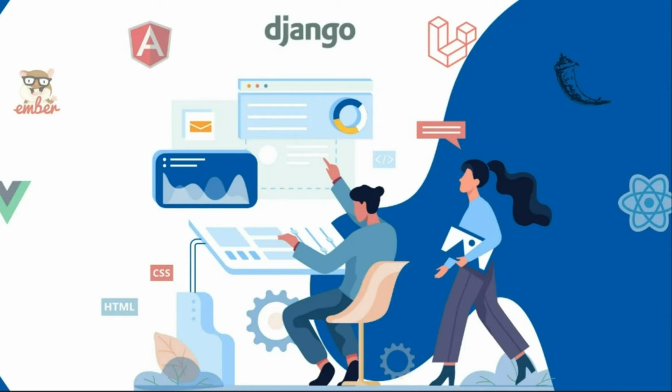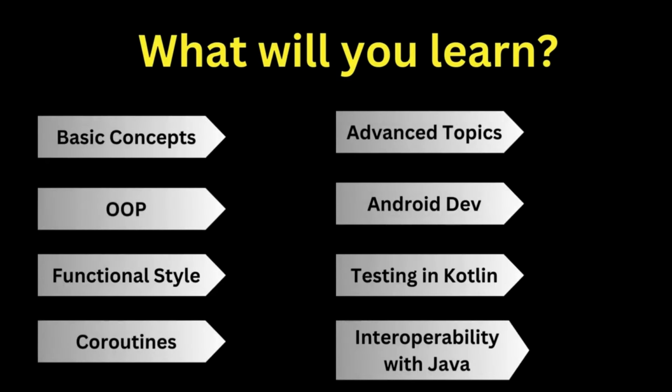So here is what we will learn. We will learn the basic concepts that include variables and data types. We'll also look at object-oriented programming, classes, inheritance, and then move on to the functional style of coding, coroutines, advanced topics, Android development, testing in Kotlin, and interoperability with Java.